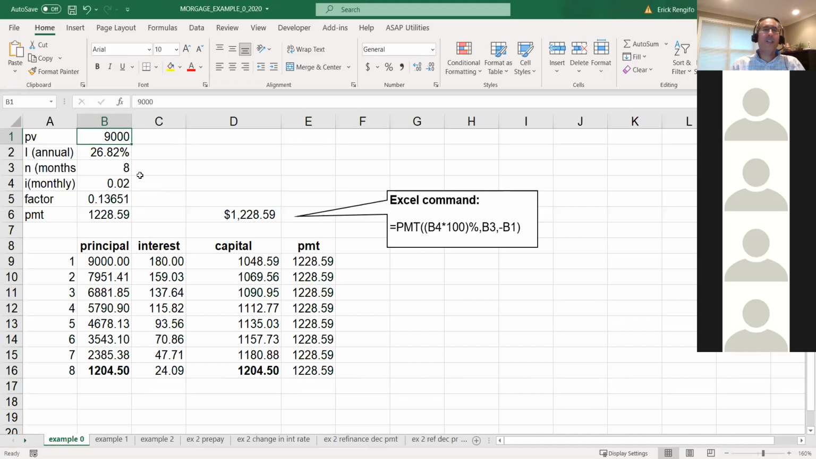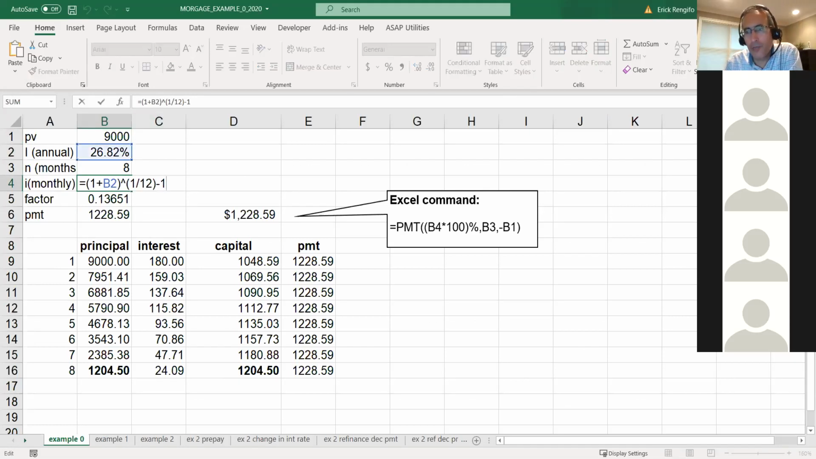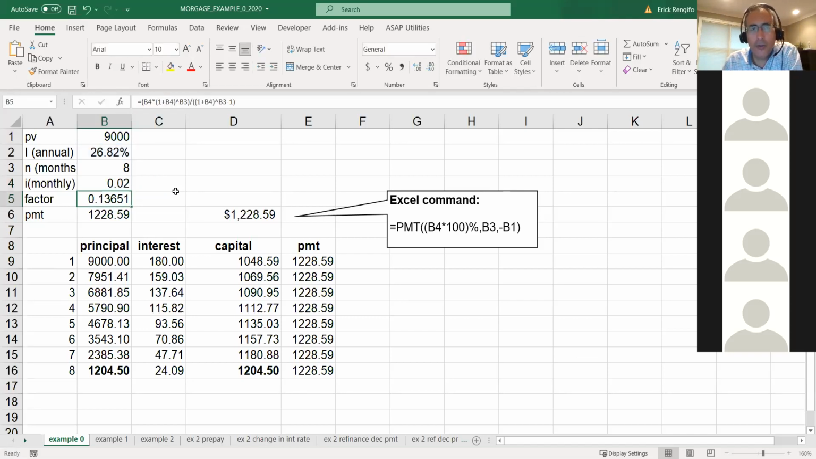Yes, sir. Excellent. So this was the first example, guys, that I gave you in the previous video. I have my present value of $9,000, so I need a loan for $9,000. The annual interest rate is going to be 26.82, and I will pay this in 8 months. The first thing you need to do is transform the annual interest rate into a monthly interest rate, using our common time transformation formula: 1 plus 26% to the power 1/12 minus 1. This is my monthly interest rate, correct?